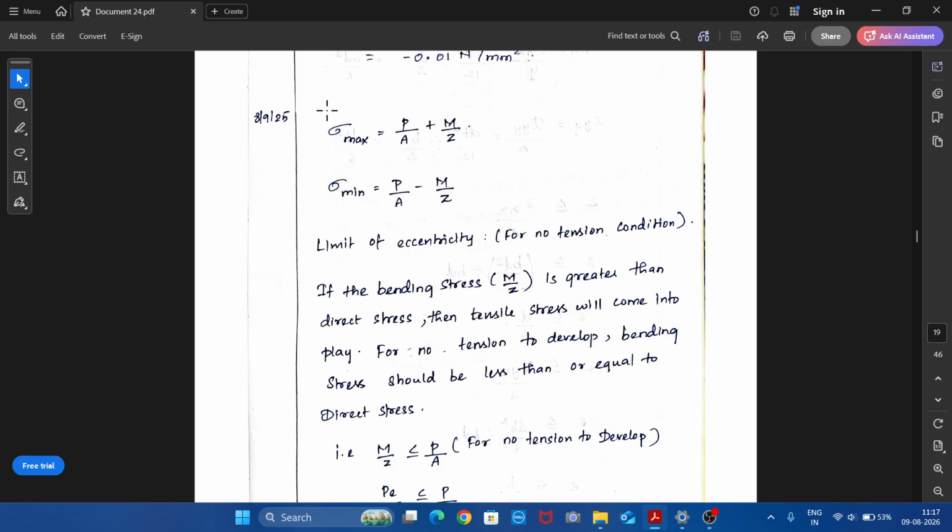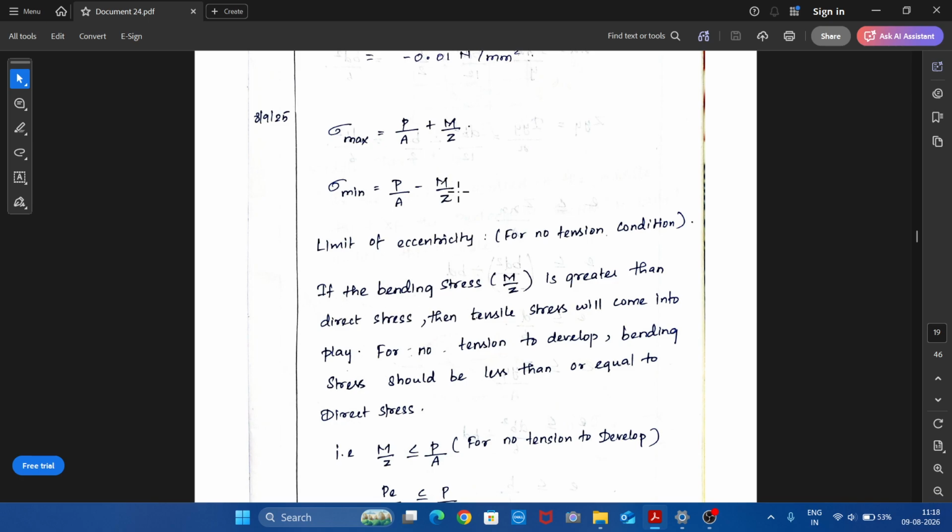We very well know that the maximum stress is given by direct stress plus bending stress. Direct stress is P by A, bending stress is M divided by Z. And minimum stress is direct stress minus bending stress. So let us take this here. Say, this is the bending stress. If this bending stress is greater than this direct stress, then you will naturally end up with negative stress or tensile stress. That is mentioned here.